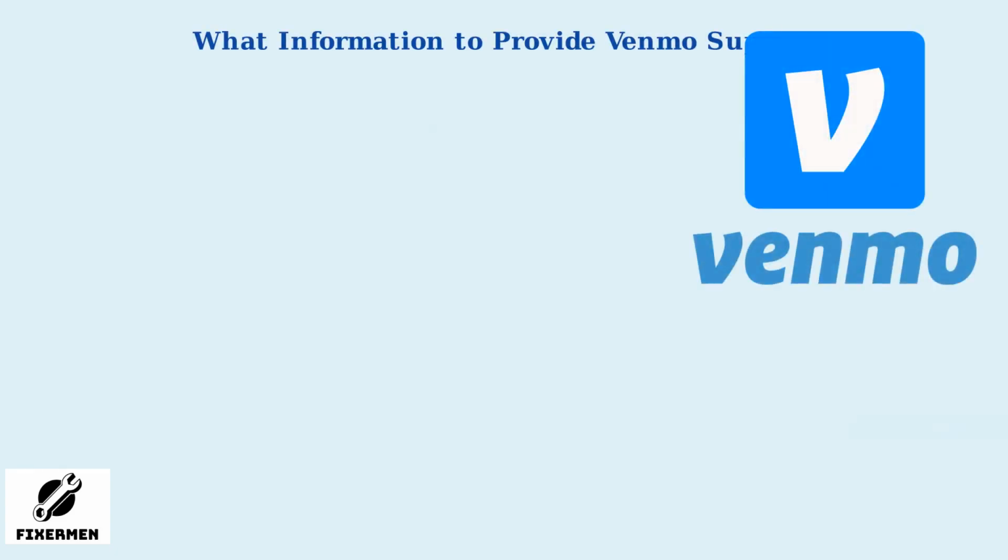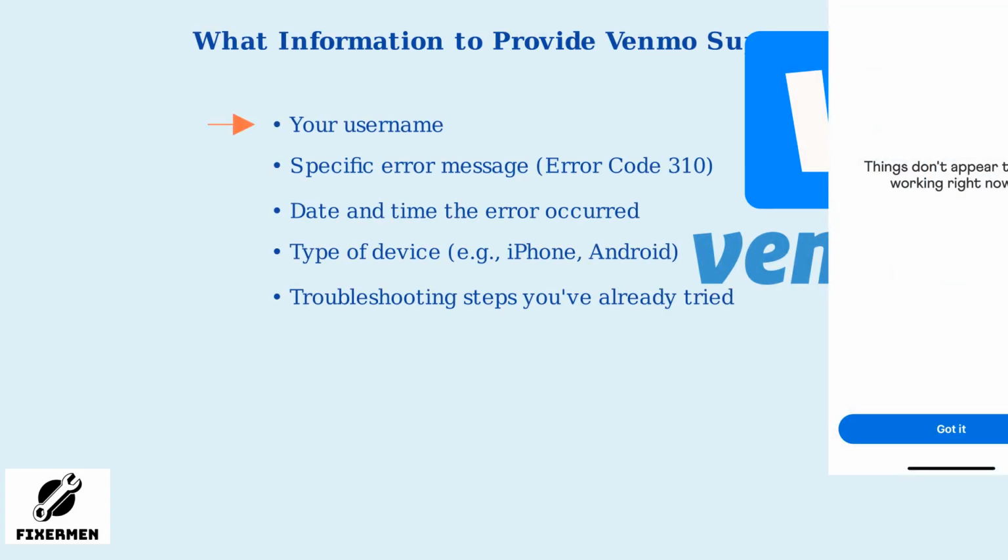When contacting Venmo support about error code 310, providing specific information helps them resolve your issue more quickly. Include your username so support can locate your account easily. Next, include the specific error message, which is error code 310, along with the date and time it occurred. This gives support a timeline and exact details of the problem.